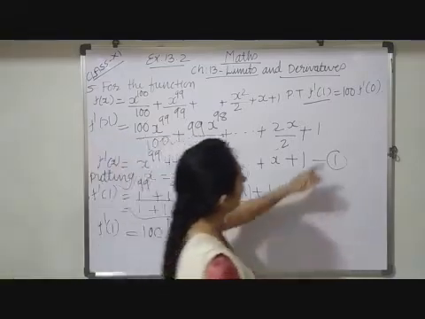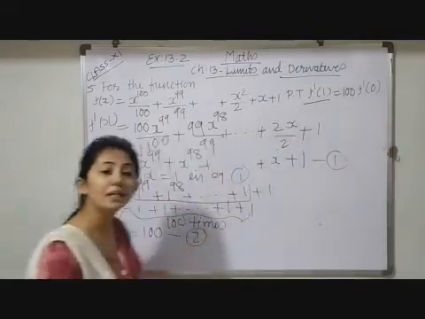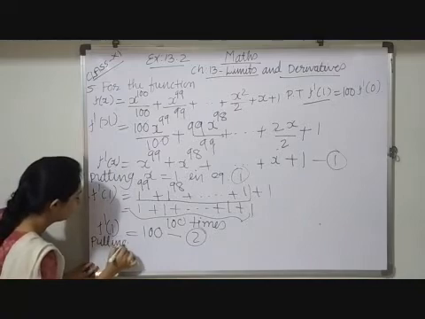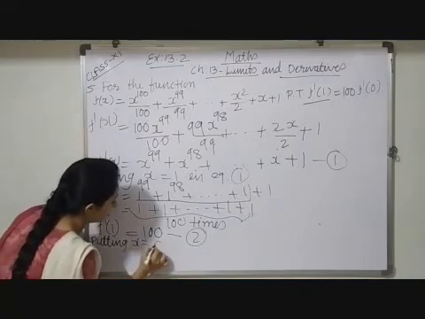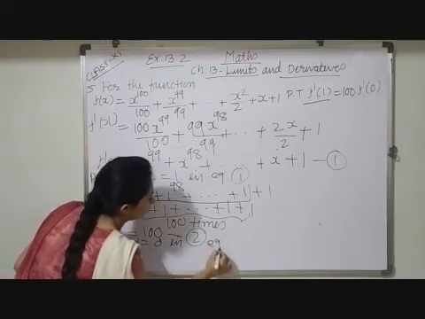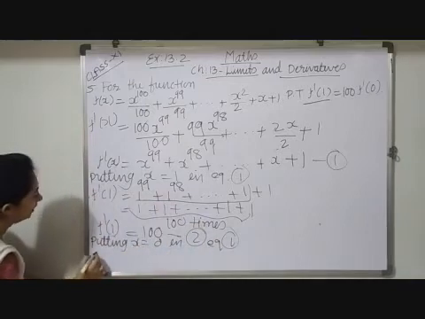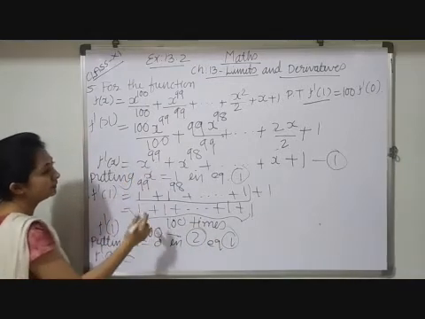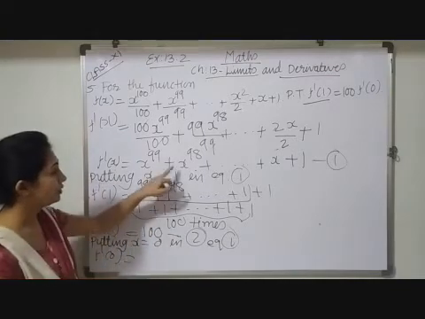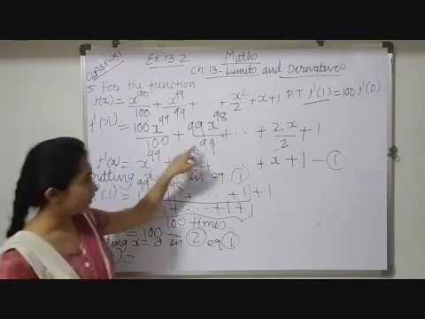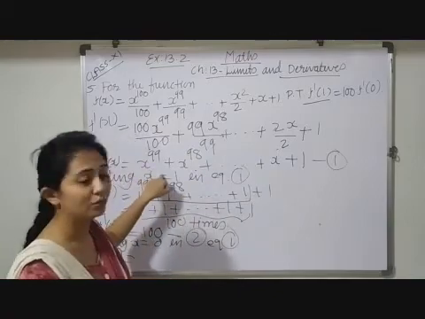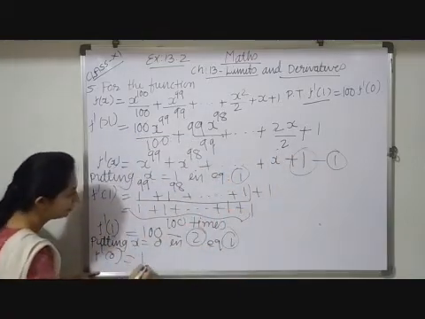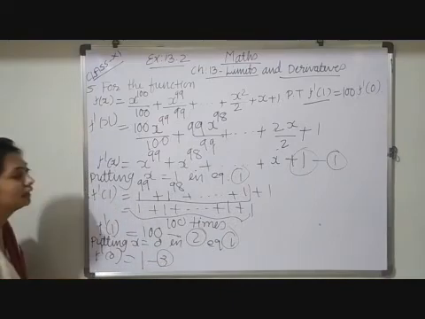Now what do we want? f dash of 0. So putting x equal to 0 in equation 1, we get f dash of 0 which is equal to, see, 0 to the power 99 is going to be 0, 0 to the power 98 again 0, plus 0. So all these quantities are going to be 0. Only this last one will be left, which is equal to 1. This is your equation number 3.